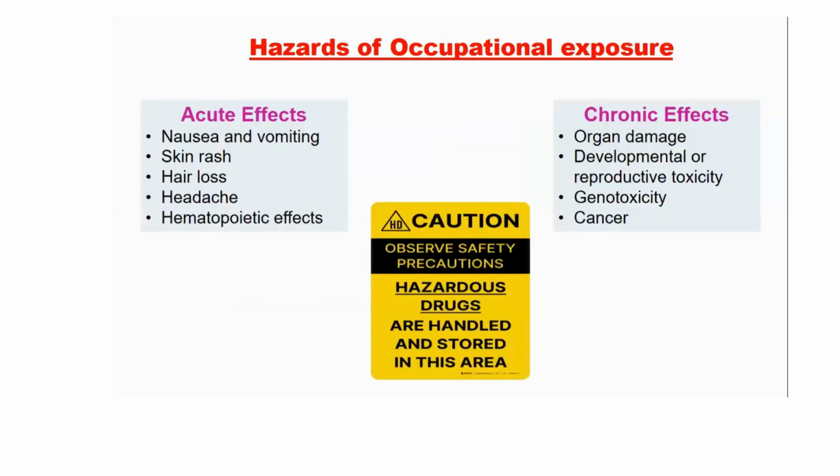So, what are the hazards that may occur due to the occupational exposure to hazardous medication? The occupational exposure to hazardous drugs may lead to either acute effects or chronic effects. Acute effects such as nausea and vomiting, skin rash, hair loss, headache, and hematological toxicity, and chronic effects such as organ damage, developmental or reproductive toxicity, genotoxicity, and even cancer.